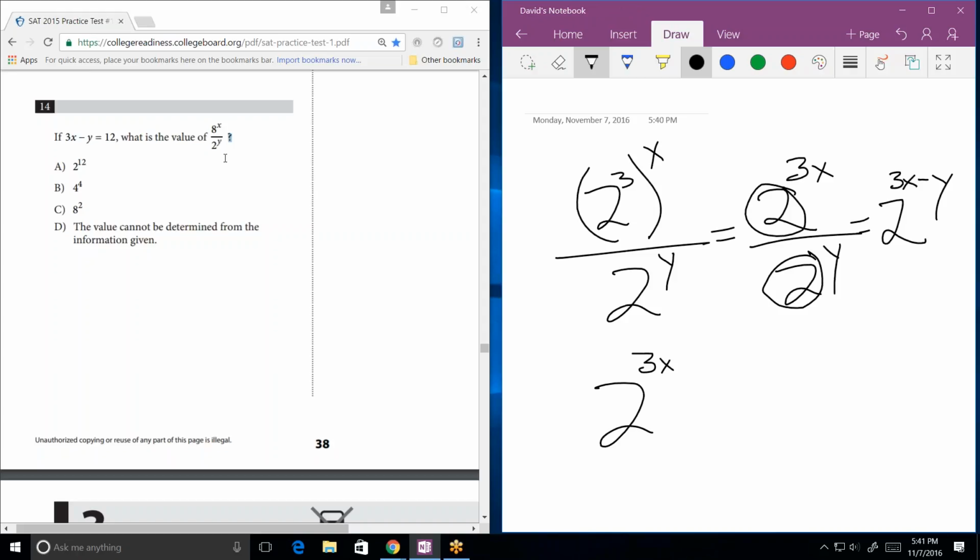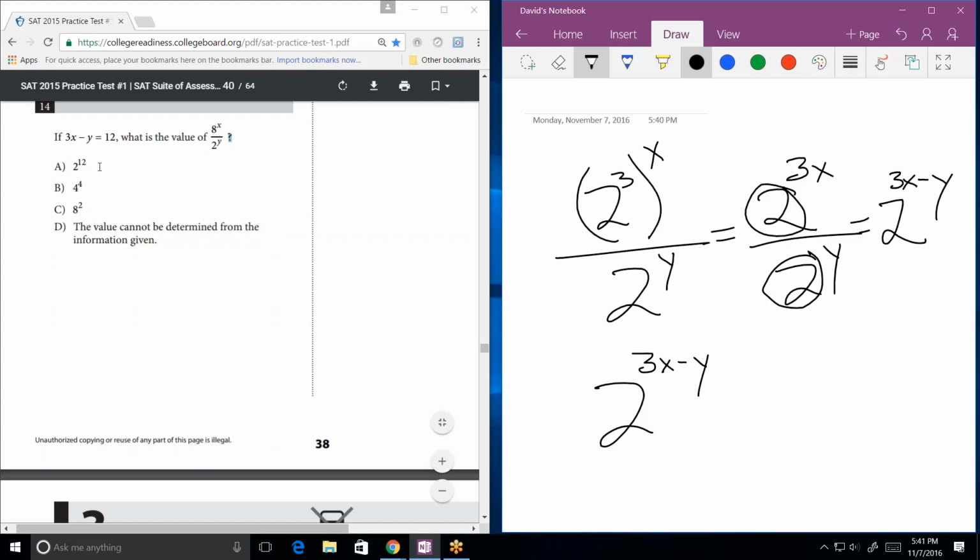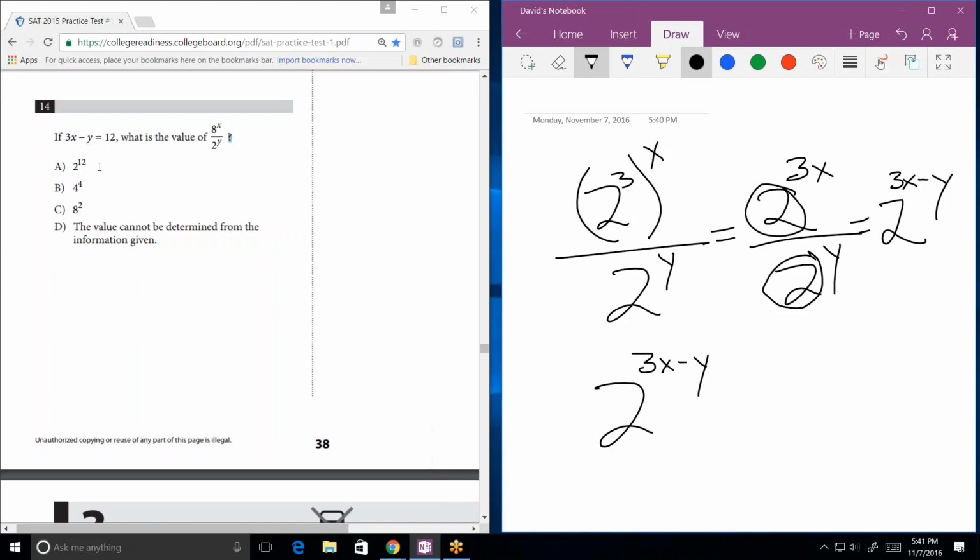They want to know what this is. Well, they've given us an expression that tells us what 3x minus y is equal to. It's 12. So 2 to the 12. Exactly.